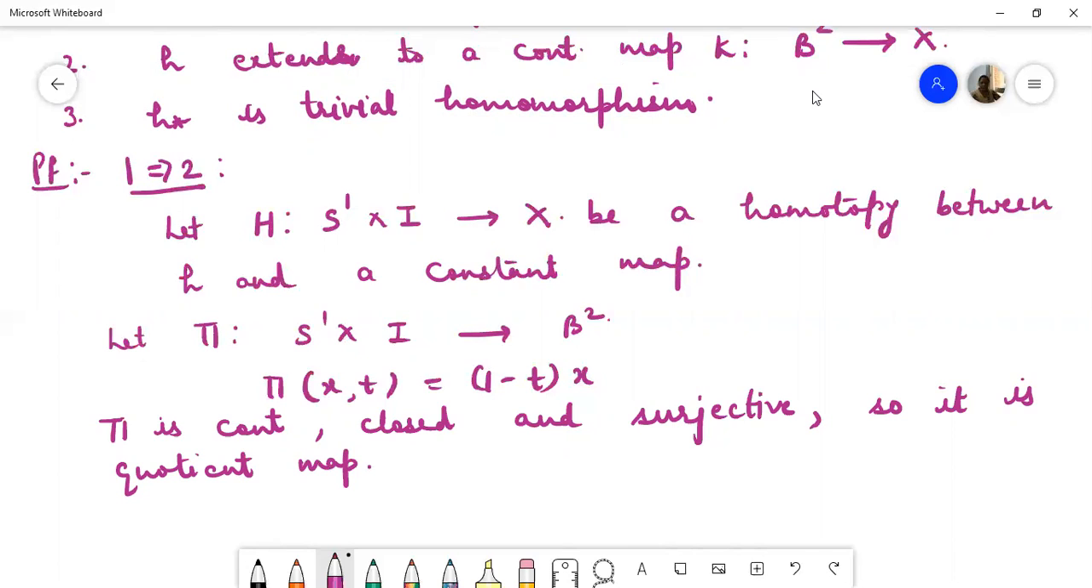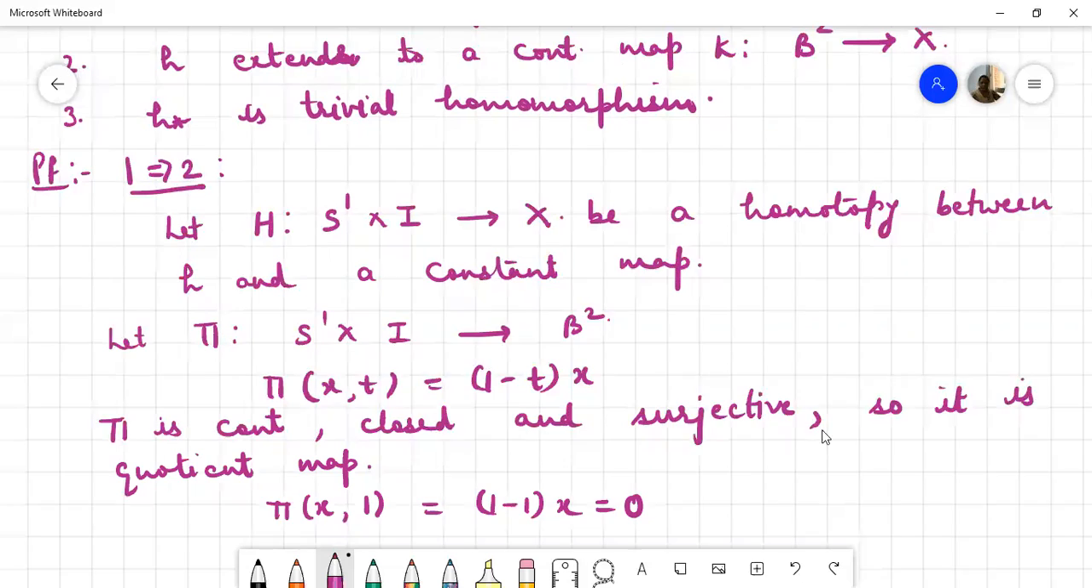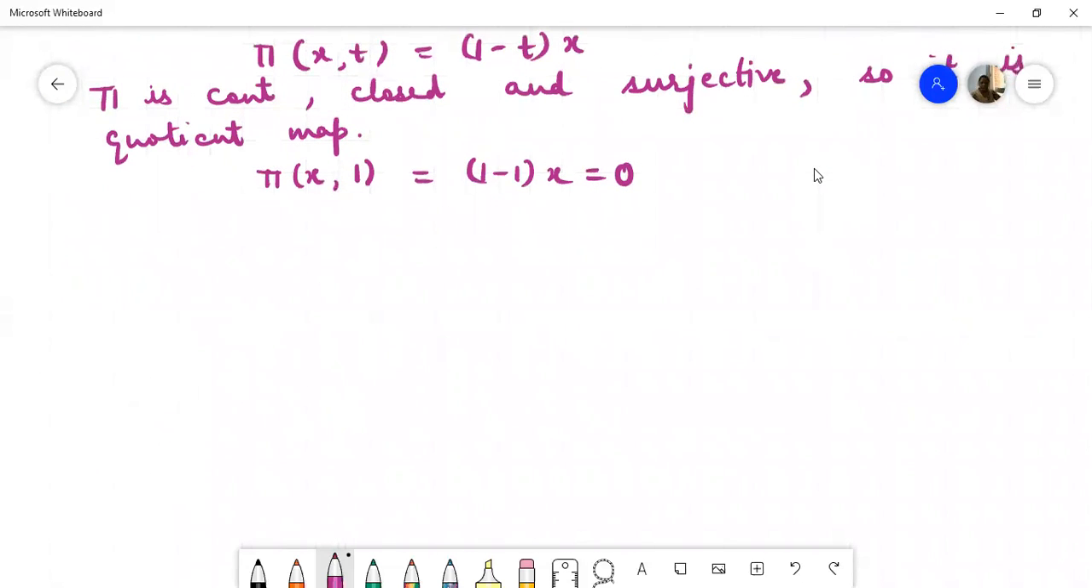And one more thing, it collapses all of the set S1 cross 1 to the point 0, because when we take any point x in S1 and 1 from I, then that will be (1 minus 1) into x, so it is 0. So it maps the whole set S1 cross 1 to 0. And on the other domain it is injective. So it is basically a mapping of this type.